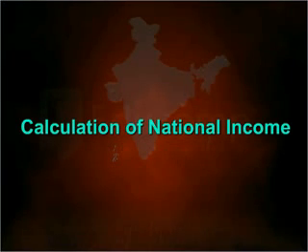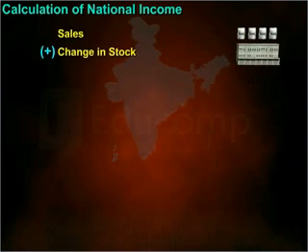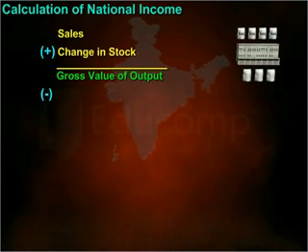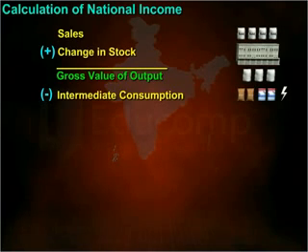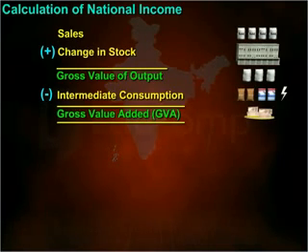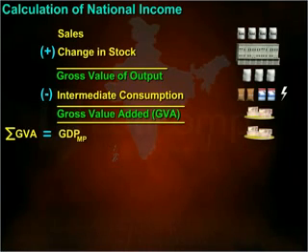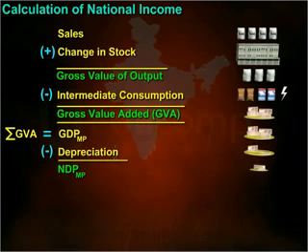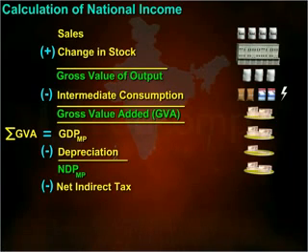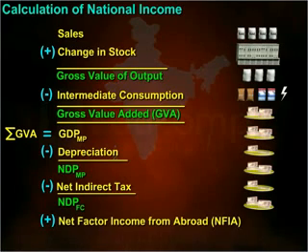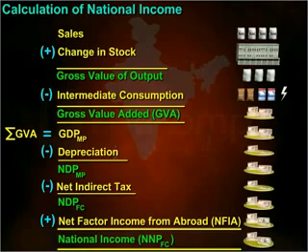We can sum up the value added method like this. Sales plus change in stock gives us the gross value of output; minus intermediate consumption gives us gross value added. The sum of gross value added by all the units gives GDP at MP; minus depreciation is equal to NDP at MP; minus net indirect tax gives us NDP at FC. By adding net factor income from abroad to it, we obtain national income.